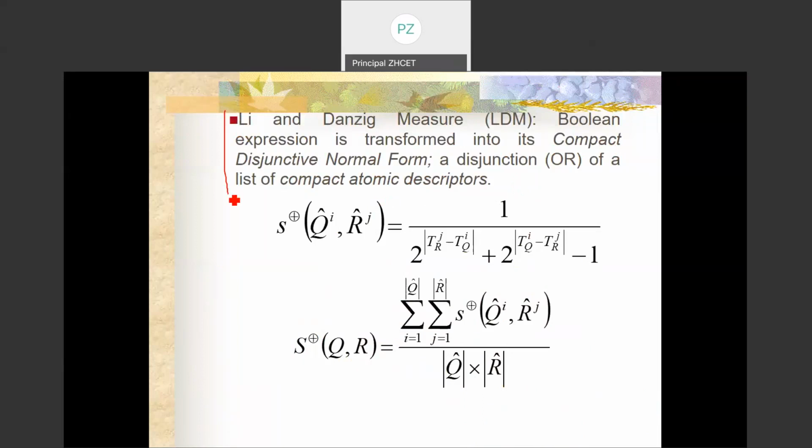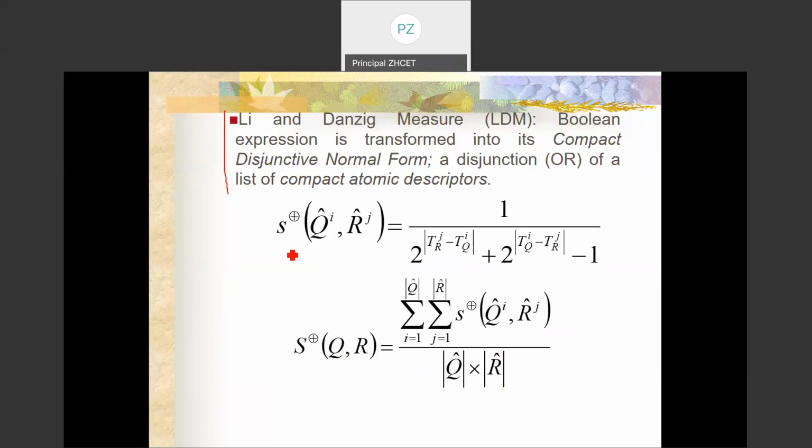So in this measure, you just have to have the sum of product form, which may not necessarily be the canonical sum of product form. Just a simple sum of product form would do. So the problem of converting into canonical sum of product form, which was creating the problem by getting into NP hard mode, is solved using the Lee and Danzig measure, because the similarity expression they have given requires just the sum of product form and not necessarily the canonical sum of product form.